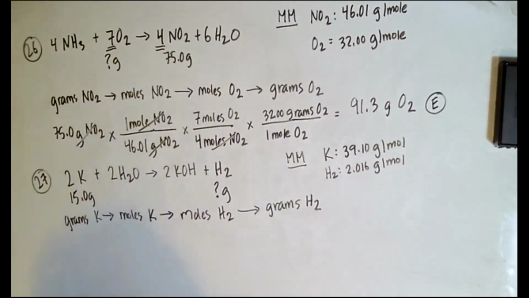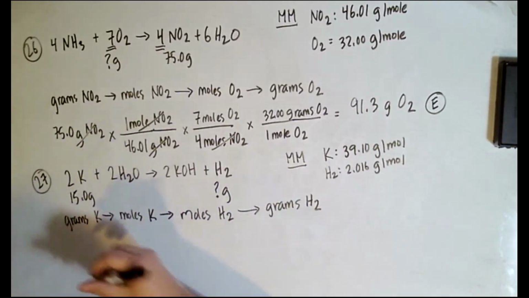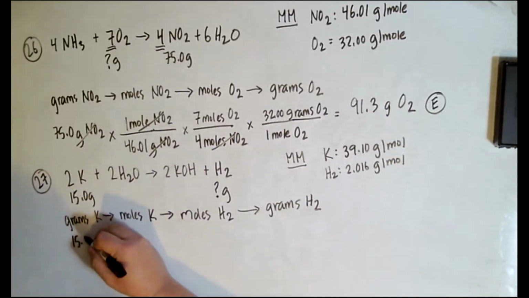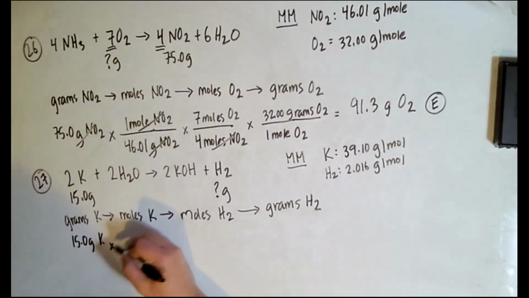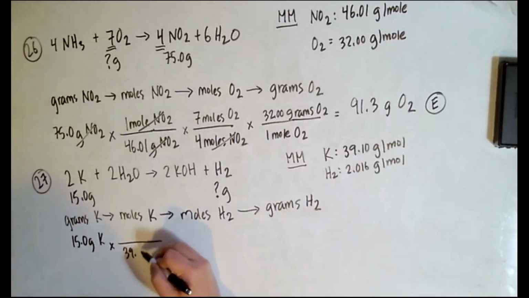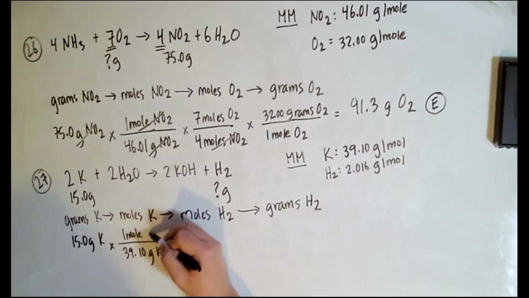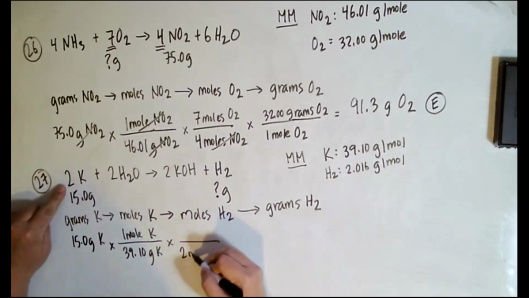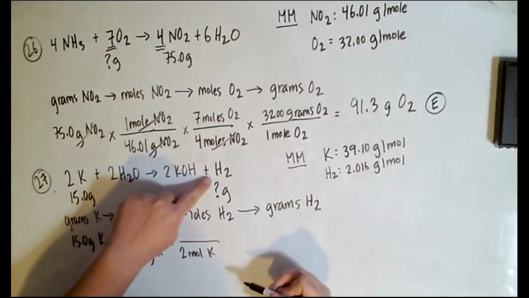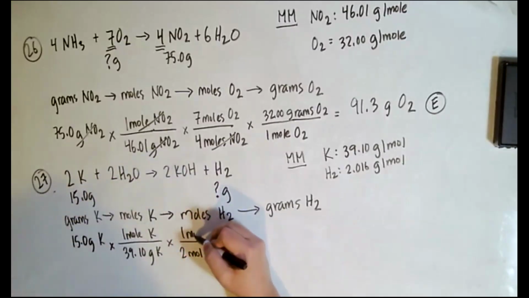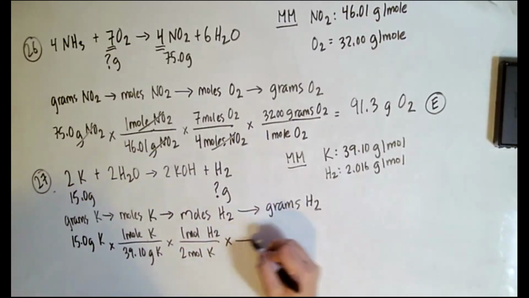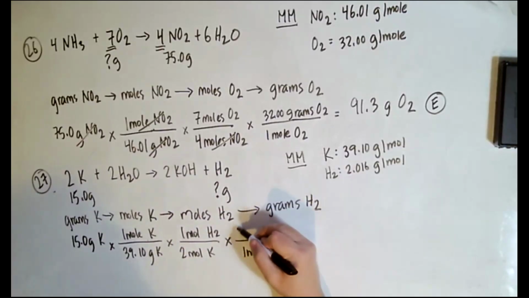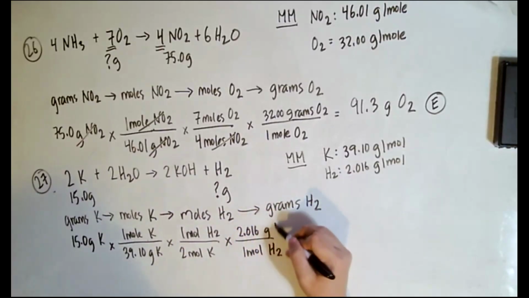Just switch out markers. That one's getting tired. All right, so we start out with our 15 grams of potassium. 39 grams of potassium and 1 mole of potassium. And then we look at our balanced equation. There's 2 moles of potassium for every 1 mole of H2. And every 1 mole of H2 is going to have 2.016 grams.